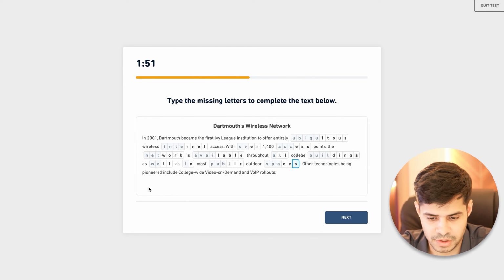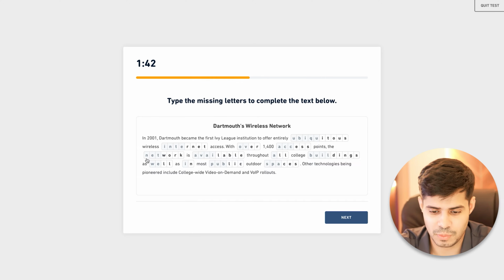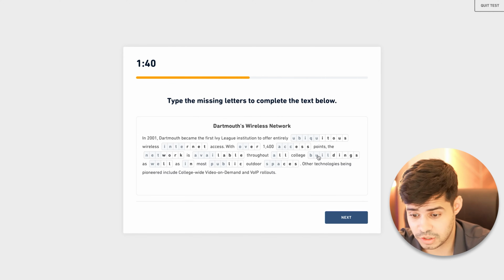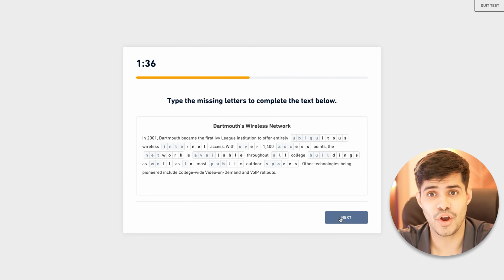Other technologies being pioneered include college-wide video on demand. Okay, so ubiquitous wireless internet access with over 1,400 access points. The network is available throughout all college buildings as well as in most public outdoor spaces. Looks good. Let's move on.